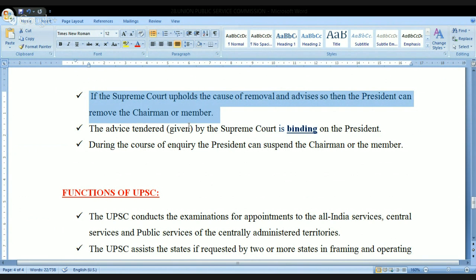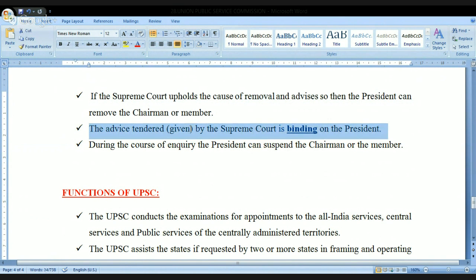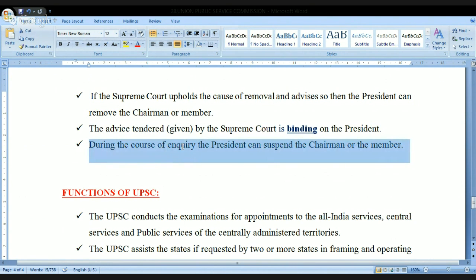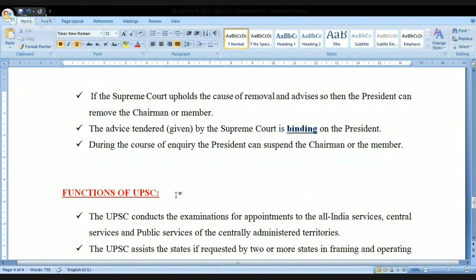Look at this, another very important point. In this particular case, the advice that is given by the Supreme Court is binding. Very, very, very important. After that advice is given, the president cannot take his own decision. He has to depend on the advice of the Supreme Court. But during the course of inquiry, the president can suspend the chairman or the members. Suspension is very much permitted, but if you want to remove, that will be done only on the advice of the Supreme Court.